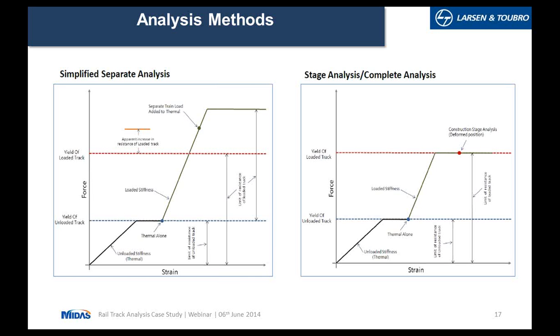This leads to the rails now slipping over the fastenings and a constant load being applied. There is no increment of load because of the increase in loads due to train loads. Whereas in the second case, you can see that the forces due to temperature are applied first and then the train loads are added, and therefore this gives us a more accurate calculation of stresses compared to the simplified analysis.